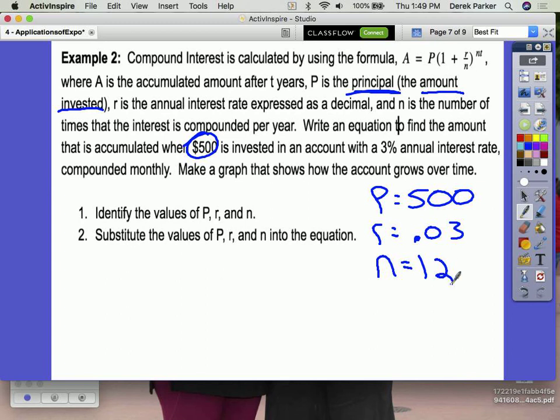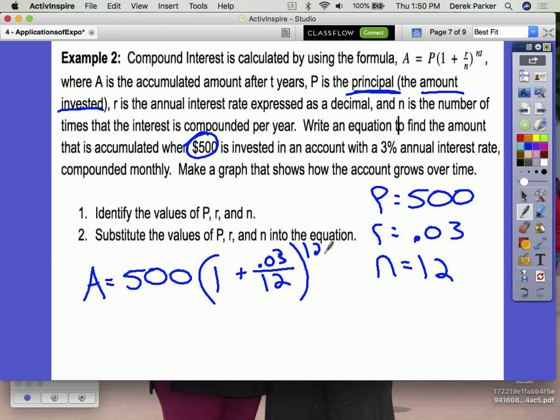Now let's write our equation. A equals 500 times (1 plus 0.03 divided by 12) to the power of 12 times T, where I can plug in T, how the account grows over time, and I could go year by year. I could plug in 1, plug in 2, plug in 3, and follow the order of operations and solve.